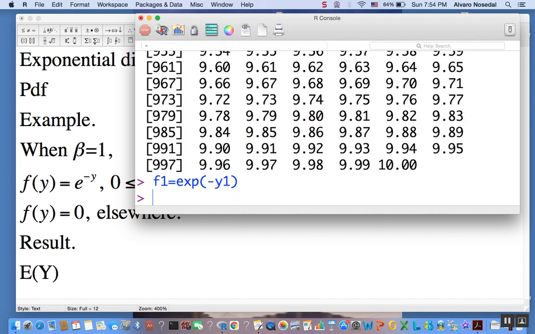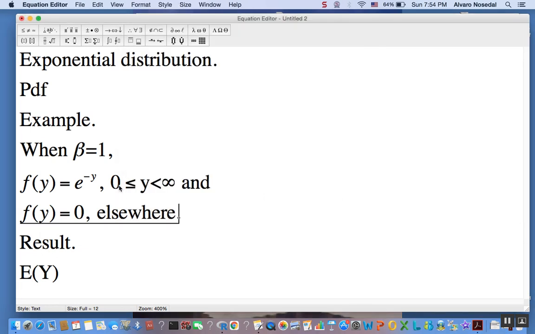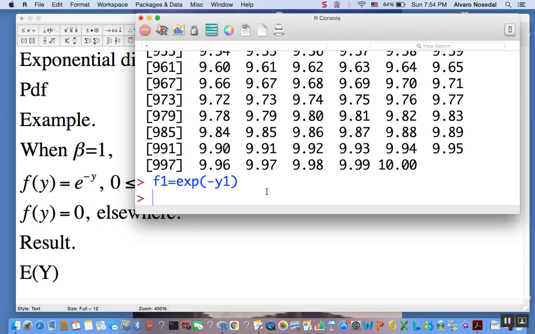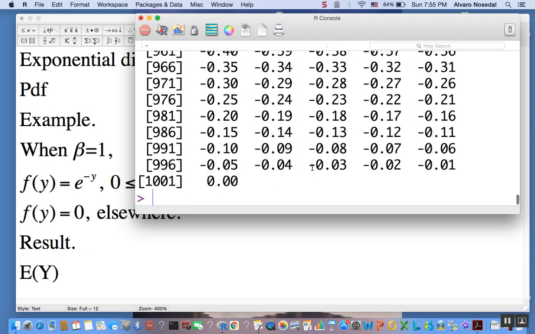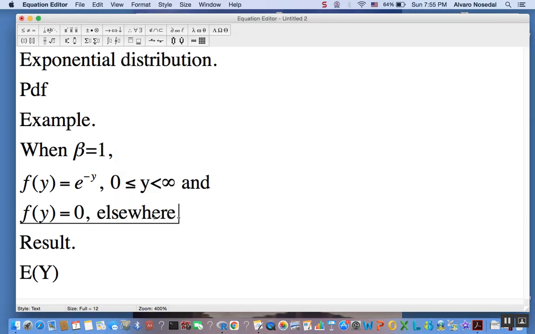Okay. Now let me do something similar for numbers that live on the other side of the real line, from negative infinity to 0. Let me call that y2, a bunch of numbers that live there. Let me just do that from negative 10 to 0, and again the distance between them is just 0.01. Let's see if I got what I wanted. Yeah, that's what I want. A bunch of numbers between negative 10 and 0 with a distance of 0.01 between them.